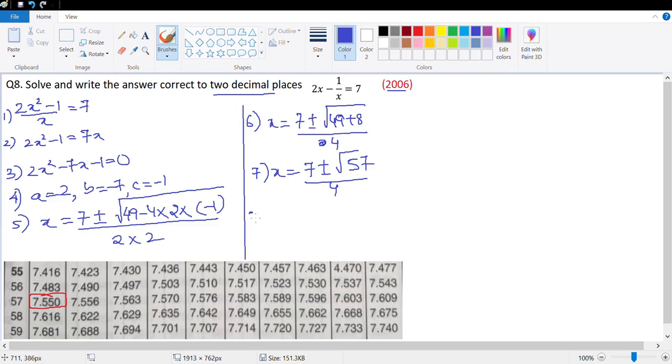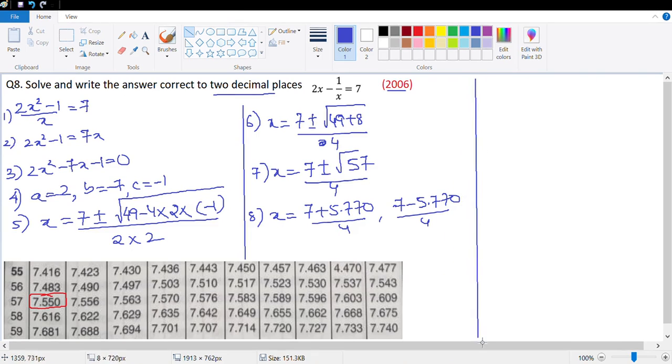Let's substitute it here. So we get x is equal to 7 plus 5.770 upon 4, or 7 minus 5.770 upon 4. Which will give us x is equal to 12.770. 7 plus 5. Oh, why is it 5? This is 7. Yeah, my mistake. I have copied the value correctly. This is 7.550. I interchanged the numbers. No wonder I was confused.